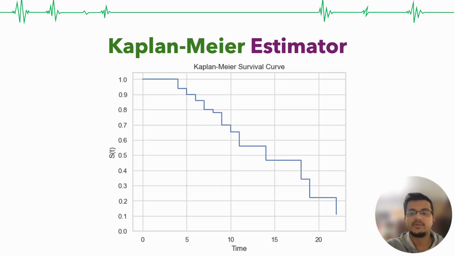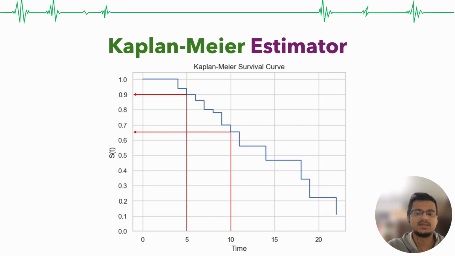Using the survival probabilities we have calculated, we can finally create our survival function. As we can see, it does not take any parametric shape, but solely relies on the data we have passed. We can read this as the probability of a cancer patient surviving more than 5 months is 0.9, and the probability of a cancer patient surviving more than 10 months is 0.65.